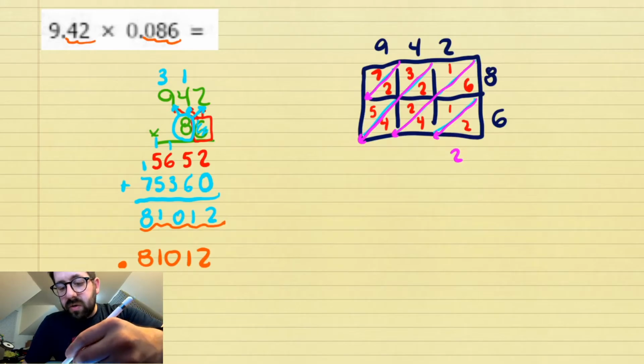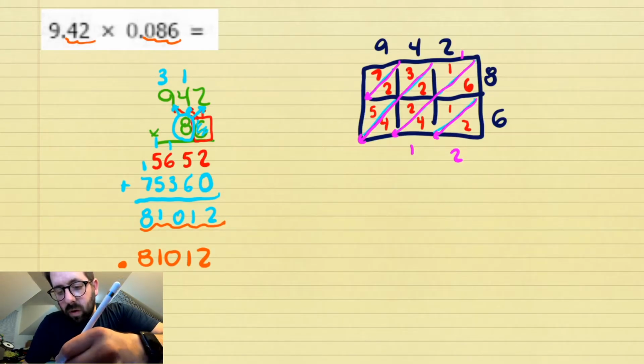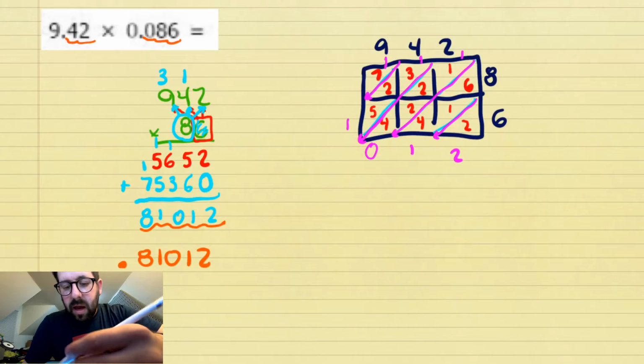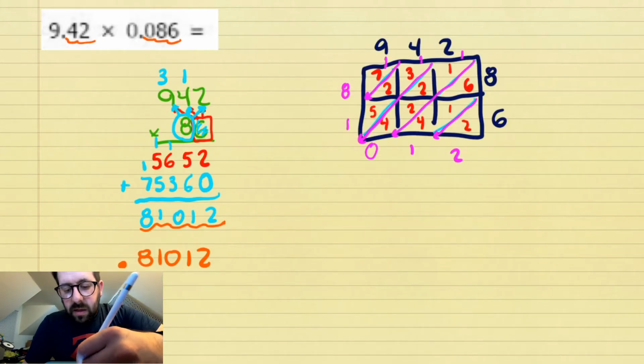Then the next row was 6, 1, and 4. That's the diagonal going this way, so that would make 11. Carry the 1 over. 1 makes 2, plus 2 is 4, plus 2 is 6, plus 4 is 10. Carry the next one over. 1 plus 3 is 4, plus 2 is 6, plus 5 is 11. Carry the 1. And then the 1 plus 7 is 8.